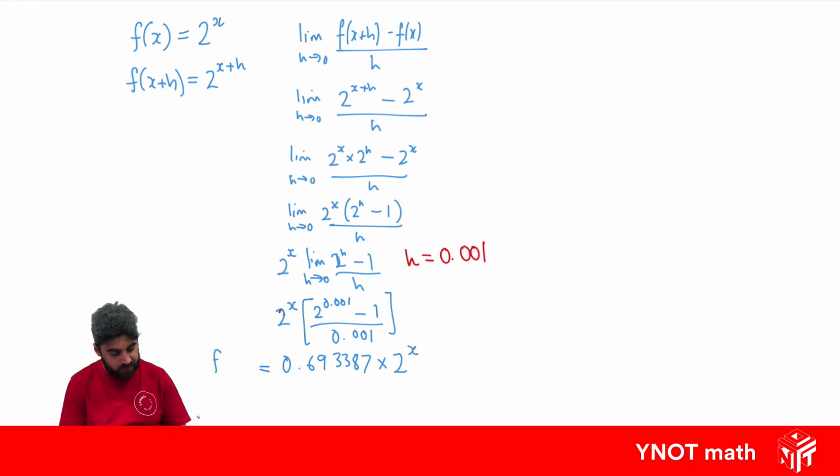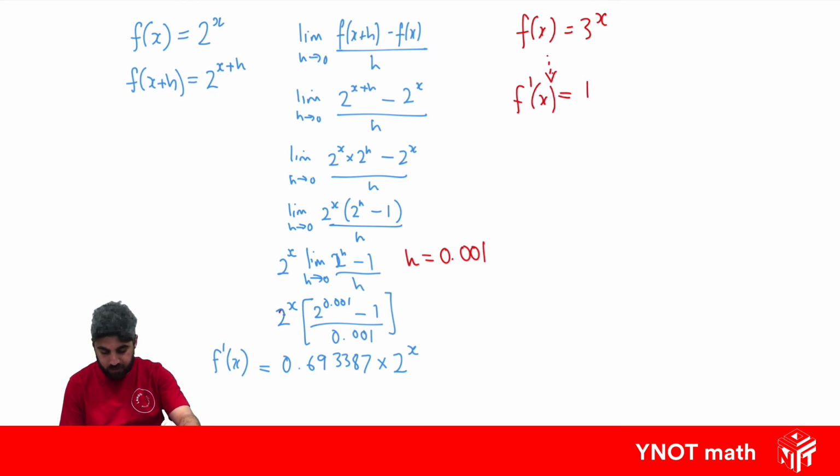So what happened here? This gives us our derivative. Our original function of 2 to the power of x gave us 2 to the power of x multiplied by some number, 0.693387 approximately, when h was very, very small. If we do the same thing for f of x equals 3 to the power of x, we're not going to run through the whole process, but if you did the same thing, you'd find that the derivative was equal to approximately 1.099216 multiplied by 3 to the power of x.